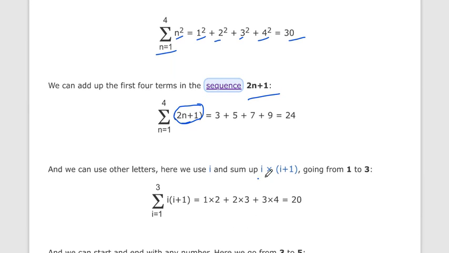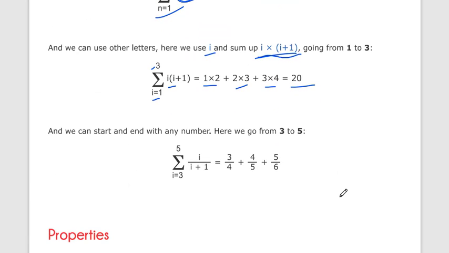Here they have taken I, and the sum of I into I plus 1, with I from 1 to 3. Here we used n before, but now we use I. No problem, you can take anything: A, B, C, P. If we put I equal to 1, the first term becomes 1 into 2, the second term 2 into 3, and the third term 3 into 4. We only use three terms, so the summation of 3 terms becomes 20. We can use these types of summation also.